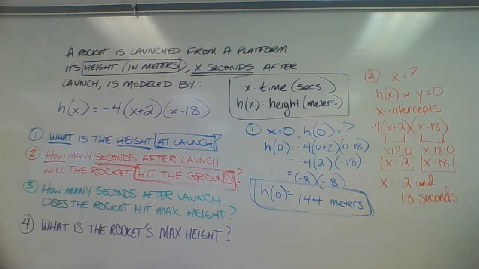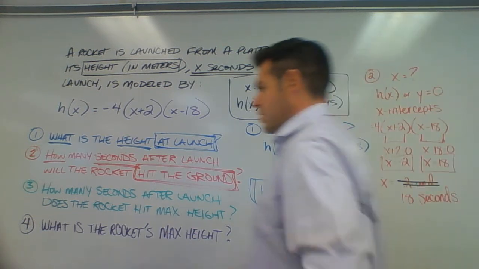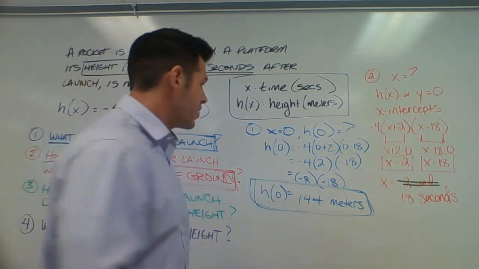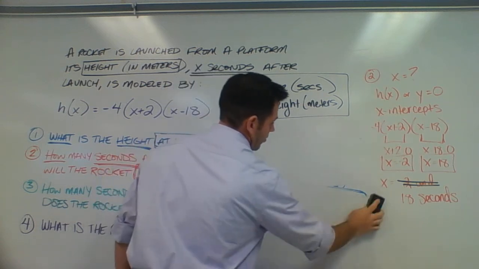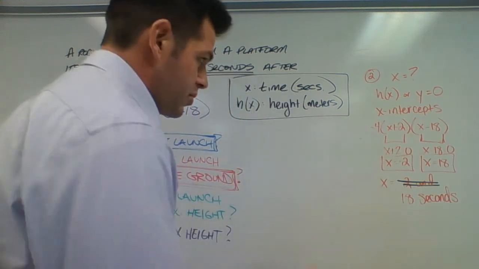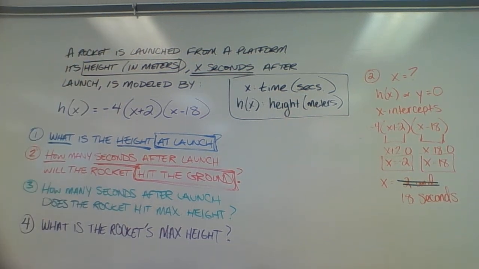So even though algebraically our answers are negative 2 seconds and 18 seconds, the rocket will not be hitting the ground at negative 2 seconds. That's impossible. So we're just going to cross that out, and we'll go with the final answer, which is that our rocket will hit the ground at 18 seconds. All right, so a little bit of thinking, a little bit of common sense coming into play here. Negative 2 seconds is impossible. 18 seconds is certainly something that's available to us.